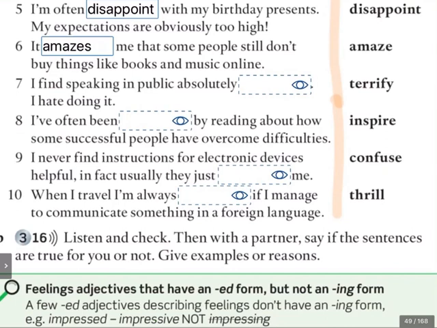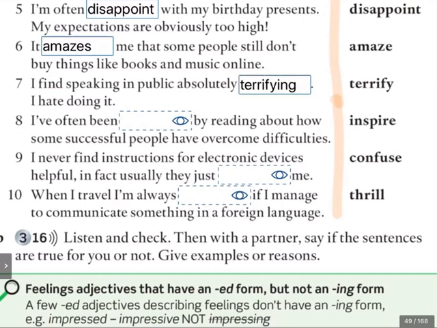Now what about number 7? I find speaking in public absolutely, I hate doing it. Now my verb is terrified. Do I need to conjugate that verb, or do I need to use ed, which is terrified, or ing, terrifying? What do you think? Oh, let's see. We need terrifying, no? ing. I find speaking in public absolutely terrifying. I hate doing it.